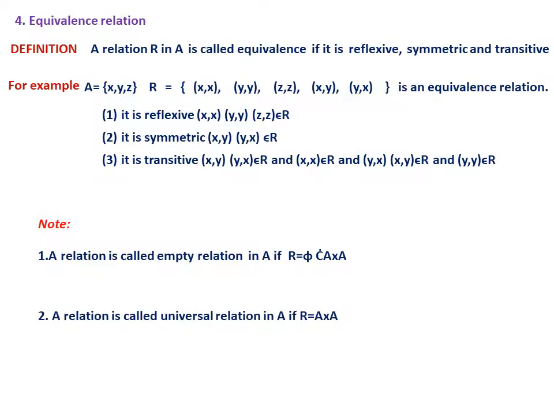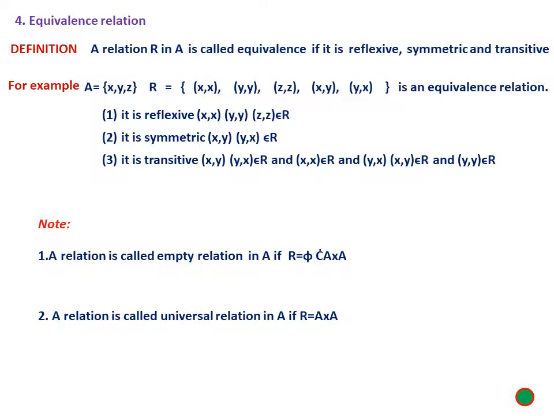Similarly, a relation is called a universal relation in A if R equals A cross A, because A cross A itself is a subset of A cross A. And the definition of a relation is a subset of A cross A. Therefore, A cross A is also a relation, and that relation is called the universal relation. So these are the two extreme relations. One is the empty relation or void relation. The second one is the universal relation.